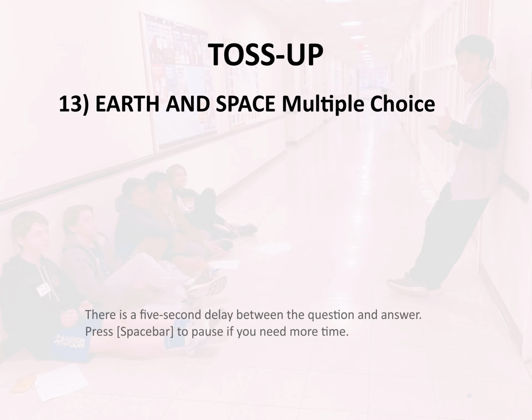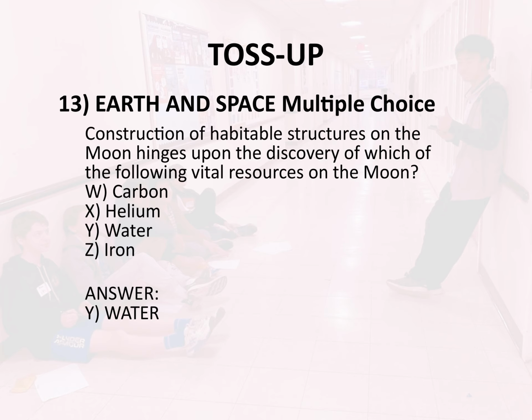Toss-up 13. Earth and space multiple choice. Construction of habitable structures on the Moon hinges upon the discovery of which of the following vital resources on the Moon? W. Carbon, X. Helium. Y. Water. Z. Iron. Answer. Y. Water.